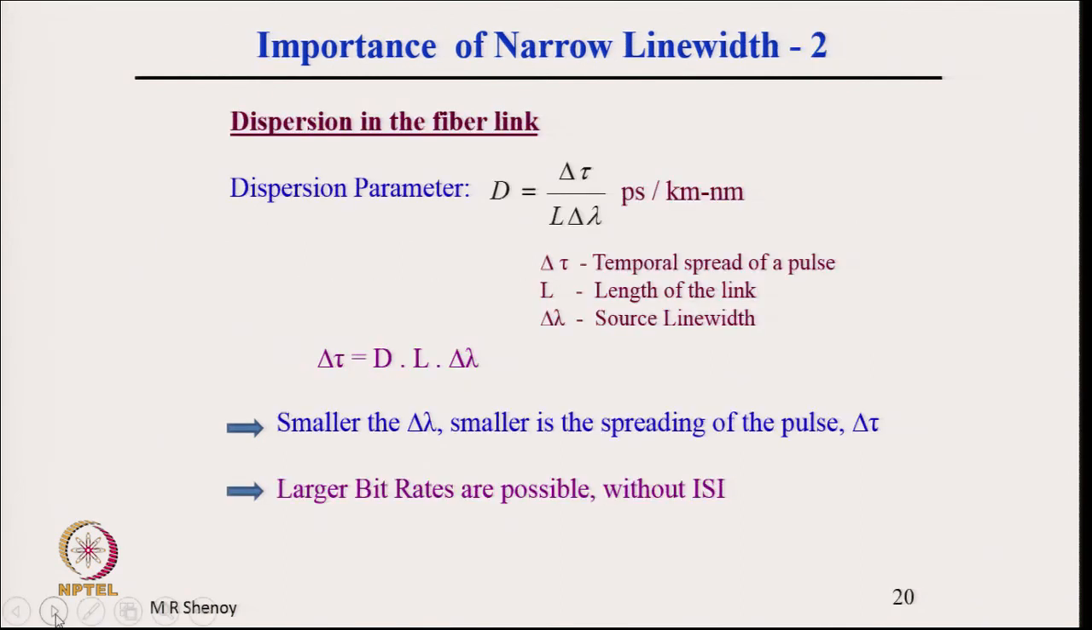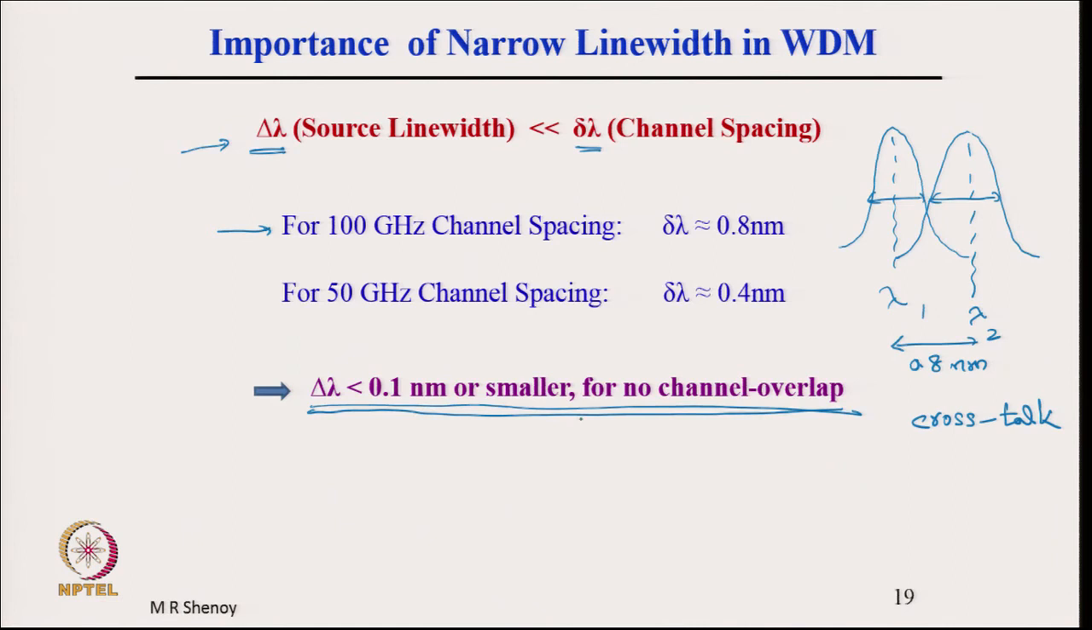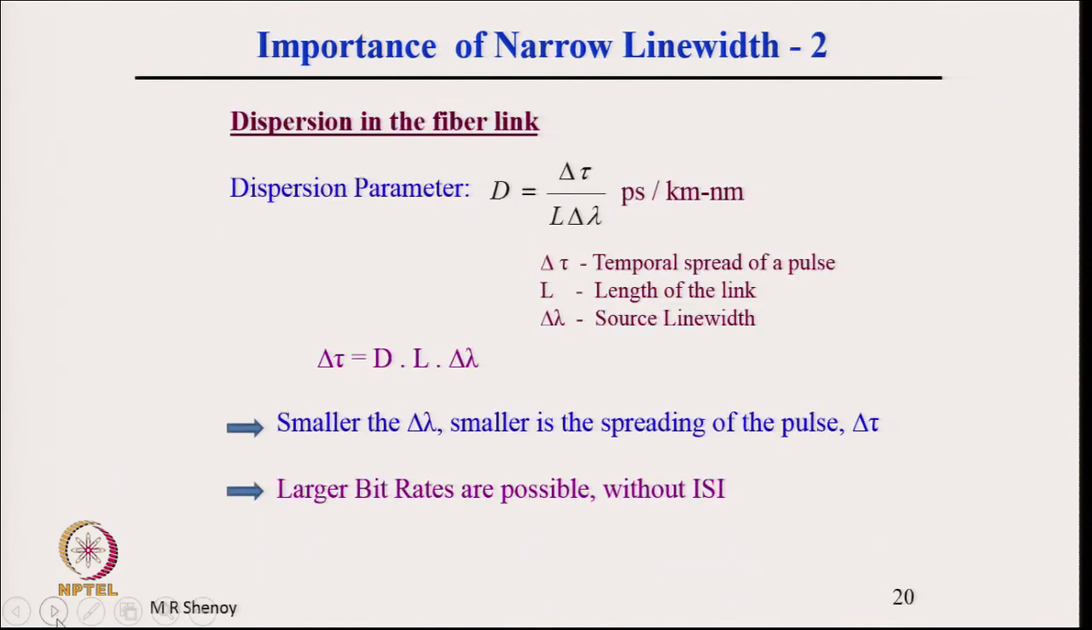So, that is one of the primary reasons for having a small line width of the source, because in WDM systems, DWDM systems, this is the situation. Now, there is a second reason. I mentioned dispersion in the fiber link. Those of you who have not studied fiber optics, it is all right, but just to mention, in fiber optics there is a dispersion parameter D, which is given by delta tau divided by L into delta lambda, where delta tau is the temporal spread of a pulse.